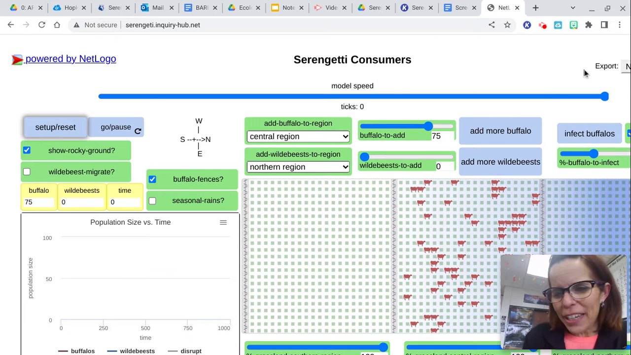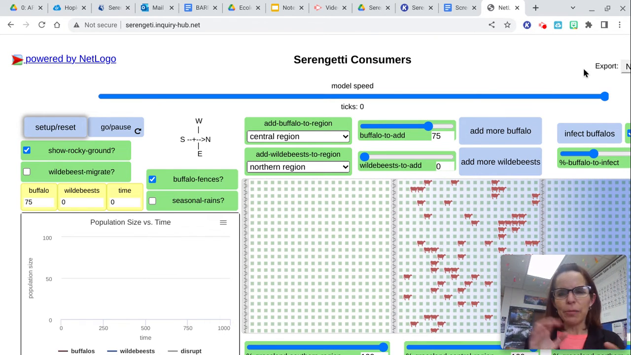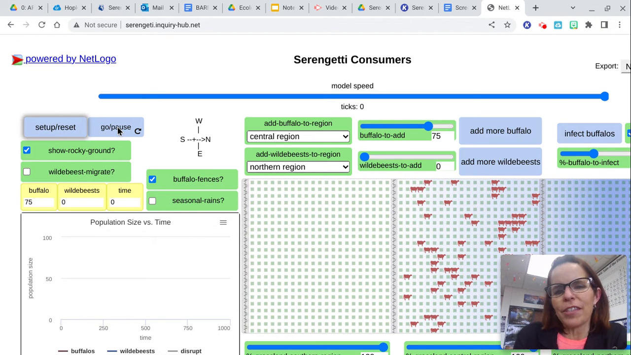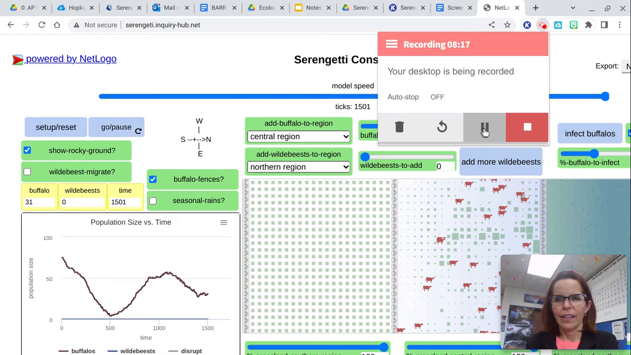Okay, sorry. My computer froze when I was trying to record and run this simulation at the same time. So I've reset it. This time I'm doing 75 buffalo. I'm going to go ahead and hit go, then pause. Even if it's not working instantly, I will pause my video and come back so that you can see the results of the 75. So I'll go ahead and pause my video right now.